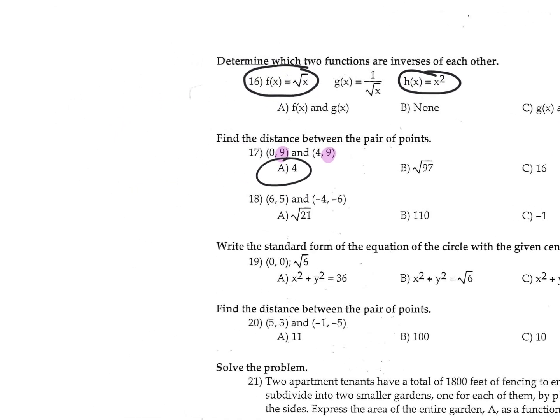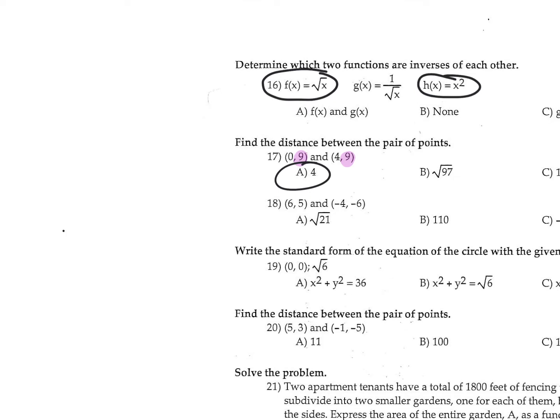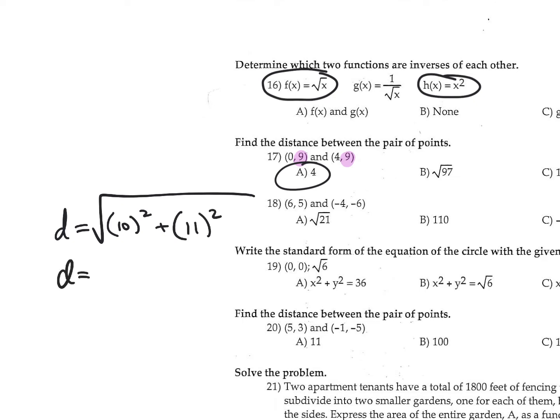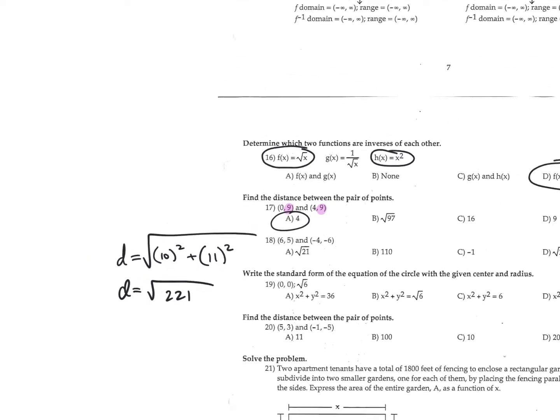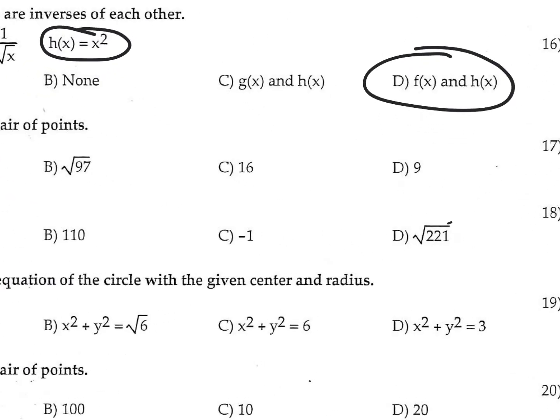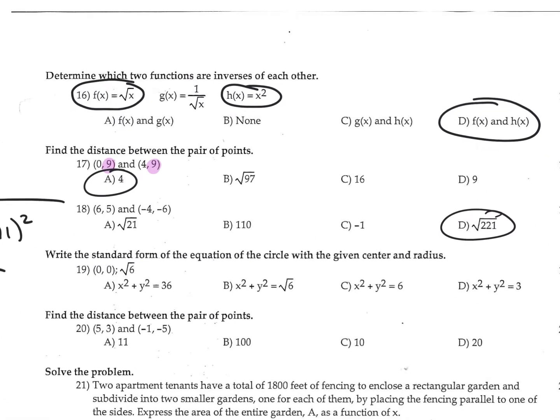On something like 18, that's a little bit different. My distance formula, I'm going to plug in and simplify. I know it's going to be the change in x squared, so 6 to -4, plus the change in y squared. I go from 5 to -6, so that's going to be 11 squared. So the distance here is going to be the square root of 221, which I believe is one of our answers. We can see there D is the best answer.